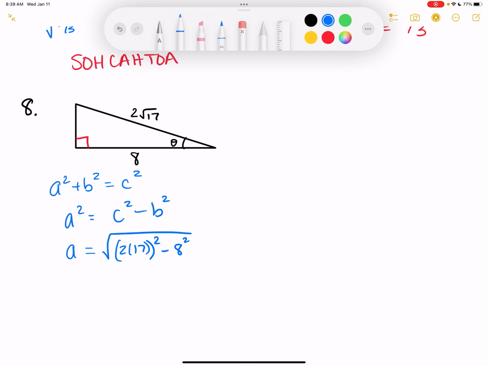No, wait. Isn't the 17 in a square root, the radical thing? Yes. I was like, what is happening? Yes, thank you. So that would be 17 times 4, which is 68. So this is the square root of 68 minus 64, which is the square root of 4, or 2. So that side is 2.